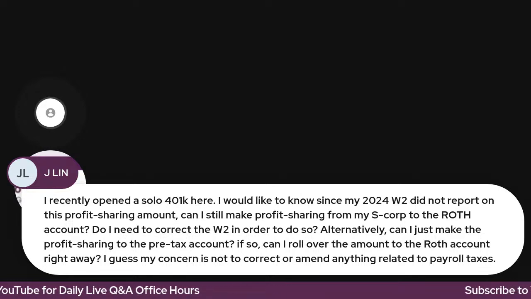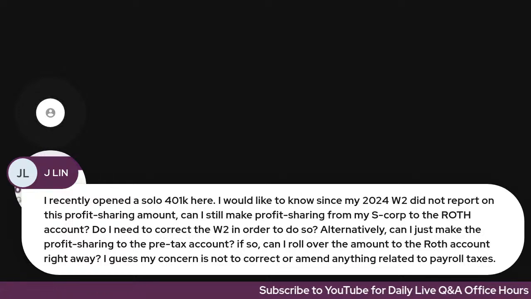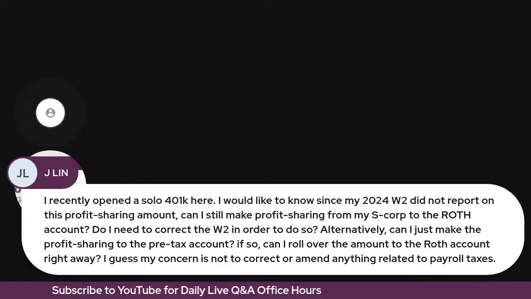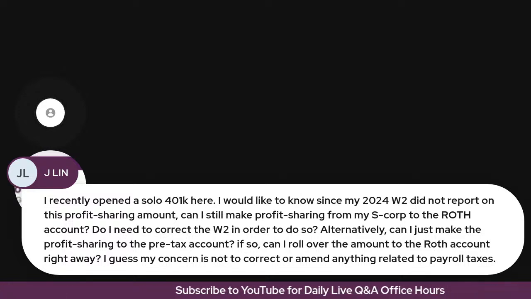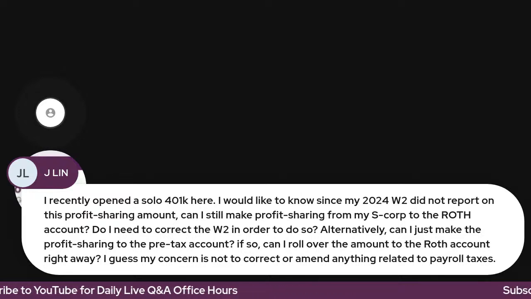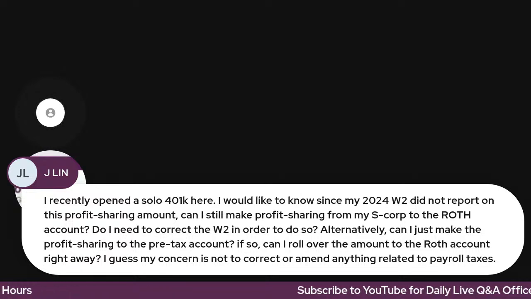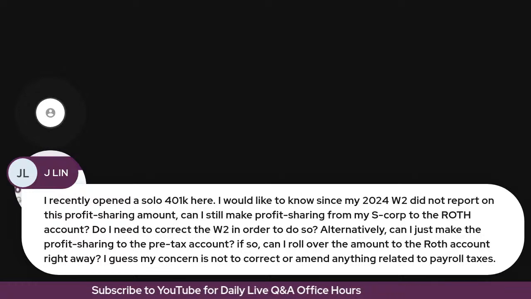Now, it's a little quirky if you make them as Roth employer contributions, because you're going to get a deduction on the Form 1120S. So on the S corporation side, let's say you make a $25,000 employer Roth solo 401k contribution, you're going to report that employer Roth solo 401k contribution on the Form 1120S.